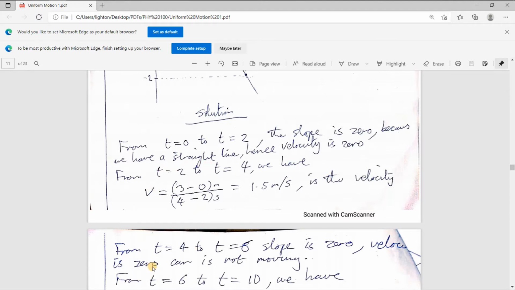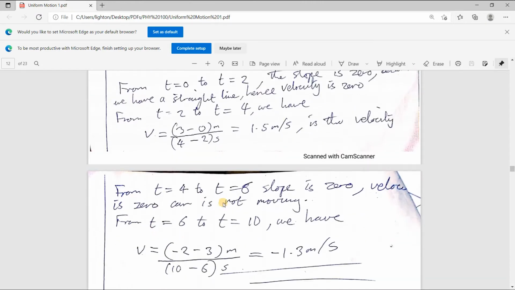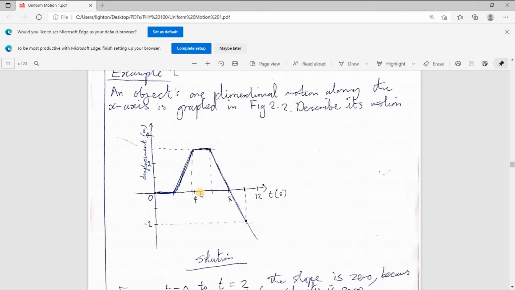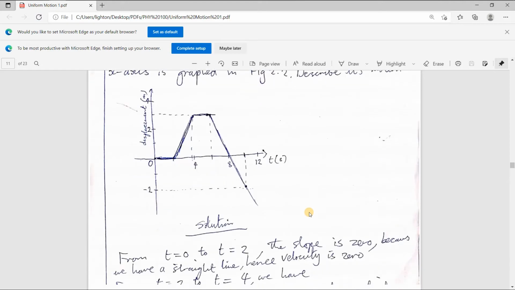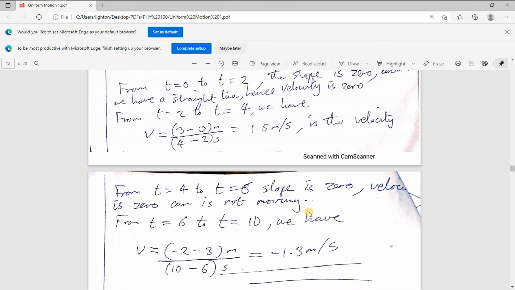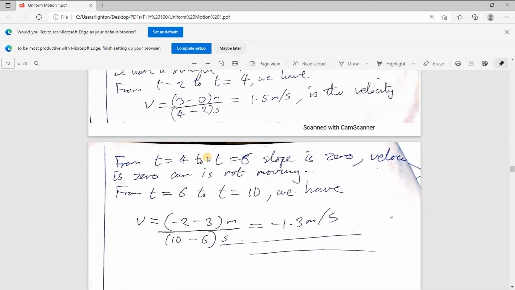Now from t equals 4 to t equals 6, what is happening? As you can see, this is a horizontal line. A horizontal line means that the gradient is 0, which means that velocity is 0. From t equals 4 to t equals 6, slope is 0, velocity is 0. The car is not moving, because velocity is 0, right?